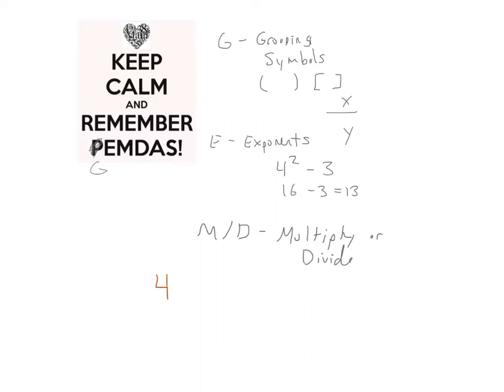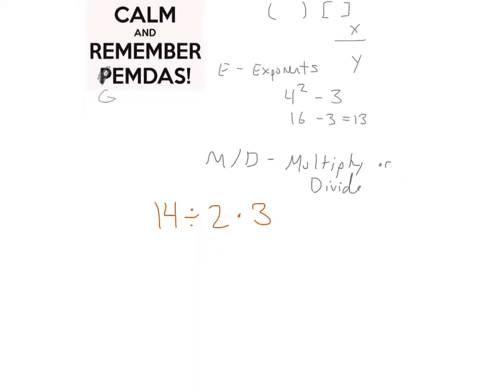Okay, so if we have 14 divided by 2 times 3. Okay, we need to do whichever one's first. So 14 divided by 2 would give me 7. We multiply it by 3, and that would give you then 21.